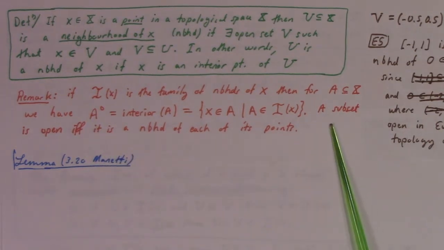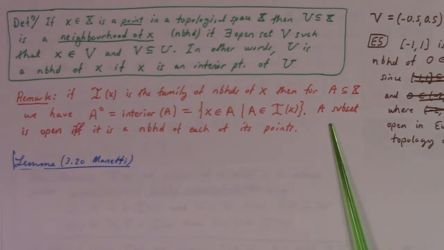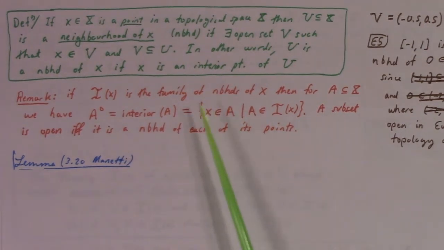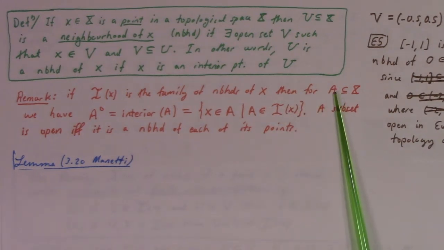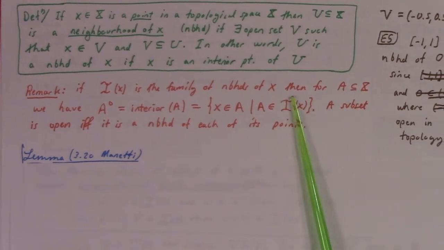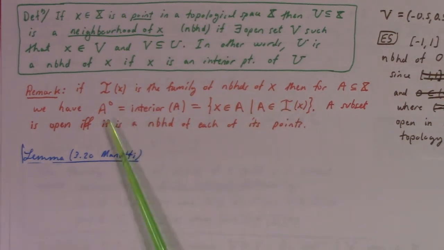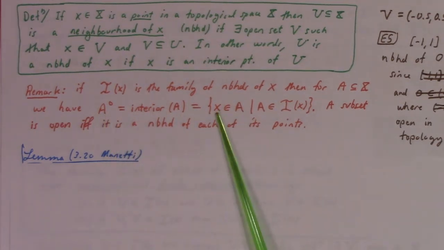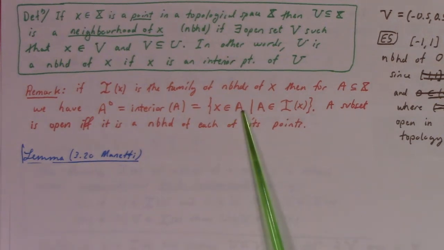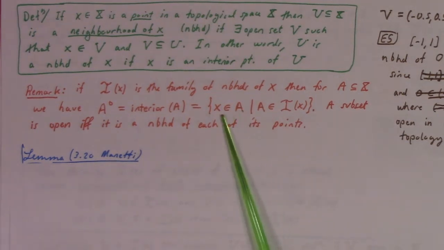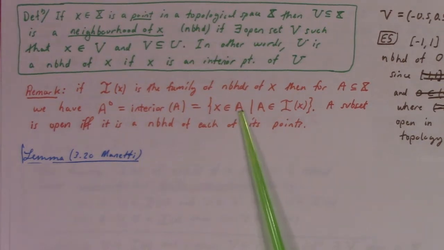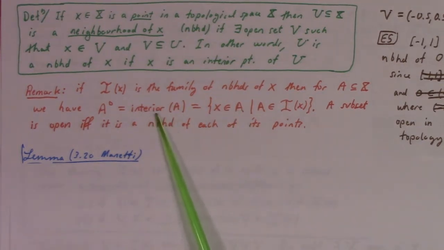All right. So let's think through this a little bit. We have a family of neighborhoods, right? The interior is the union of all open sets which are contained in A, right? So if x is an element of A and there's an open set around it, I mean there has to be an open set around it if it's part of the interior, right?